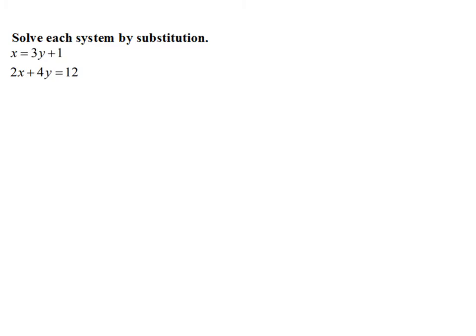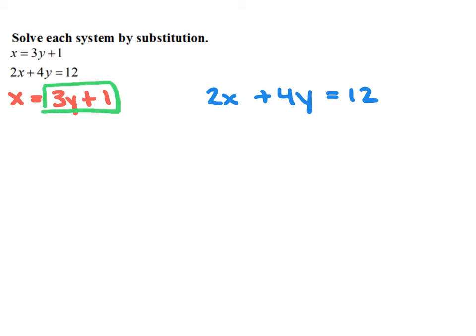In our first example, the equations are x equals 3y plus 1 and 2x plus 4y equals 12. In this example, x is already solved by itself. So I can take that entire expression and substitute it in for our value of x. So it would be 2 times (3y plus 1) plus 4y equals 12.